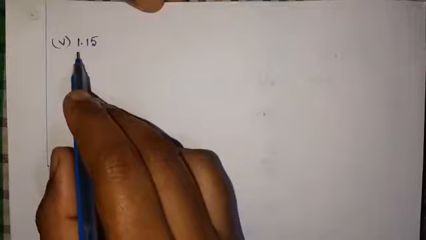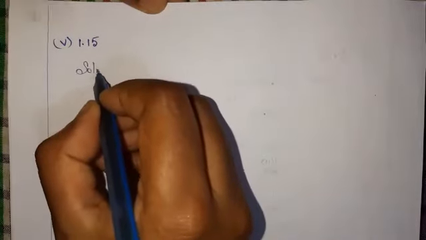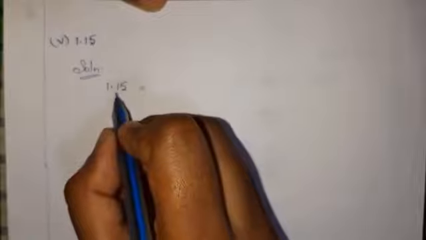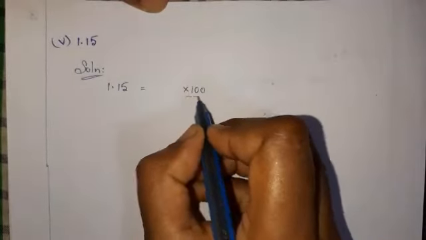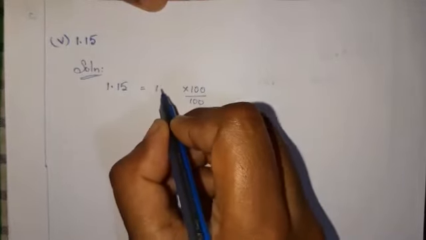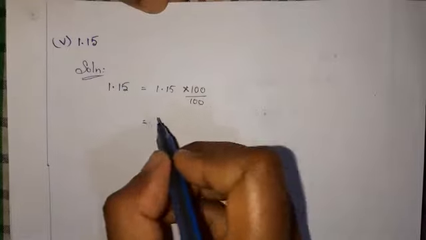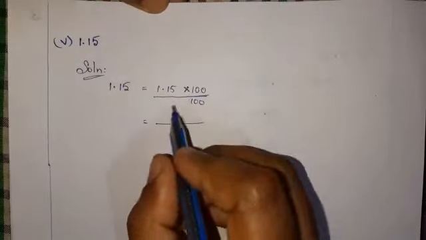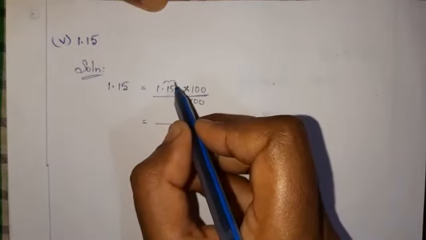One more question, 1.15. How many digits after the decimal, students? 2 digits. Therefore, you must multiply by 100 and divide by 100. 1.15 into 100 divided by 100. Can you say the answer in the numerator? How many zeros? 2 zeros. Therefore, you have to skip how many places? 2 places.